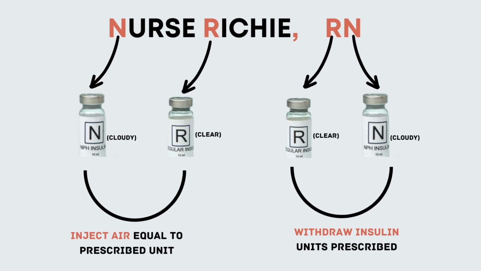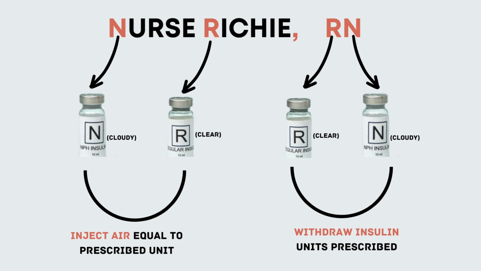And also R in RN represents your regular again, and N represents your NPH, which is cloudy. So Nurse Richie tells you how to put air in your insulin syringe, into the insulin vial rather. So you will usually inject the air equal to the amount of units prescribed by the physician. You would pull that into your plunger.